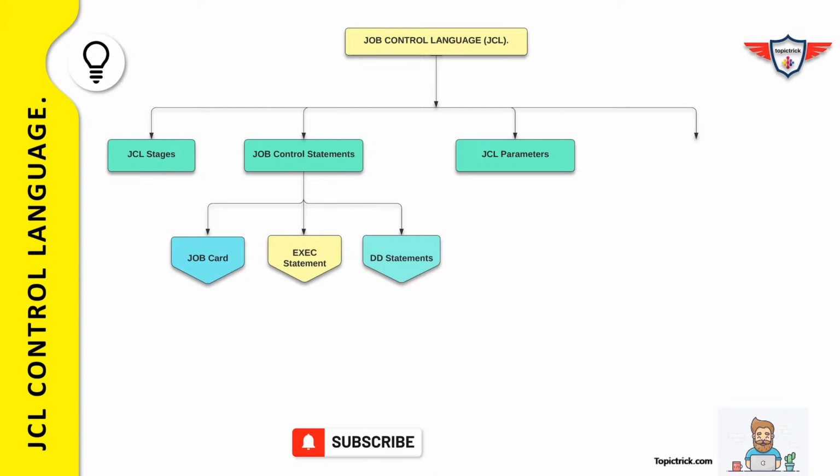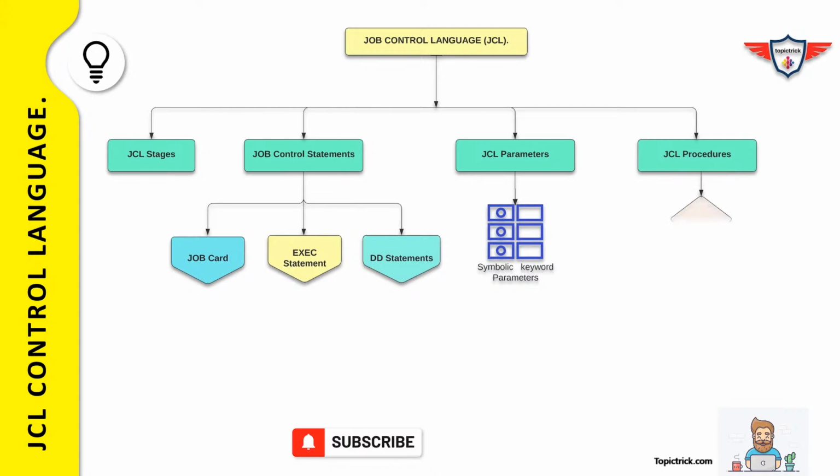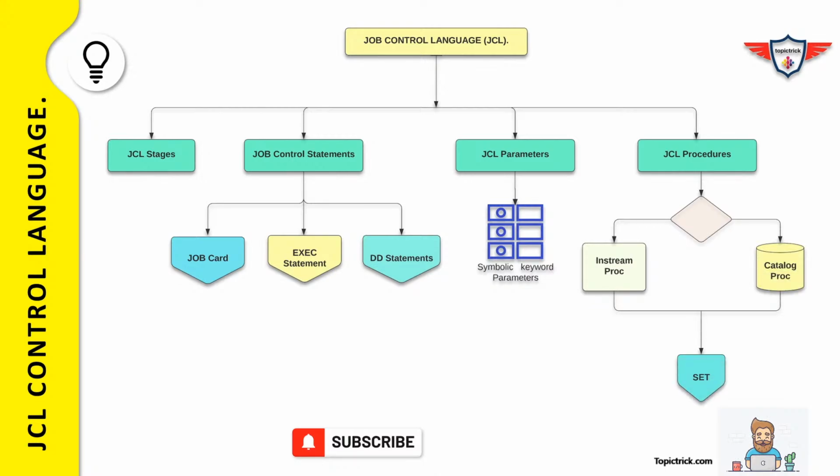After that, we will look at JCL parameters that include both positional and keyword parameters. In fact, we will look at a couple of important parameters that are used when you are writing your JCL. After that, we will also look at JCL procedure. In this section, we will focus on instream procedure and catalog procedure, and how to override the parameters using the SET statement.